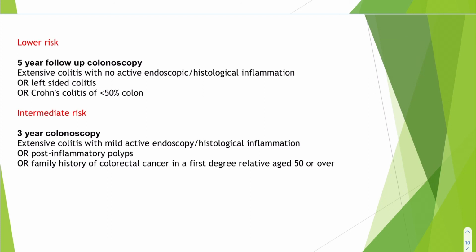In the intermediate risk group, we do a 3-year colonoscopy. The intermediate group is those who have extensive colitis with mild active endoscopic or histological inflammation, or they have post-inflammatory polyps, or the patient has a family history of colorectal cancer in a first-degree relative, age 50 or over. So in that group, a 3-year colonoscopy is needed.